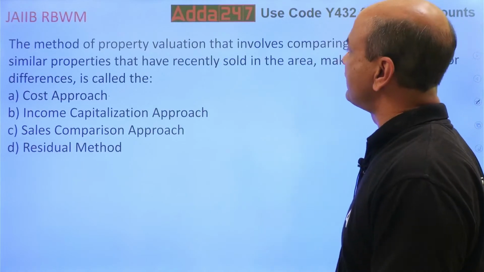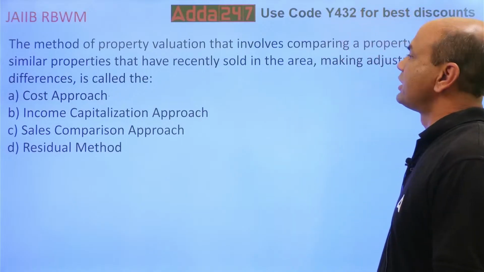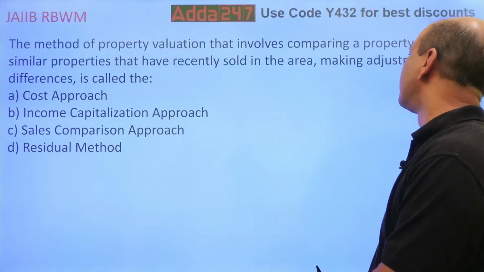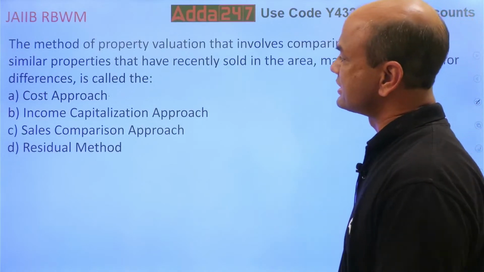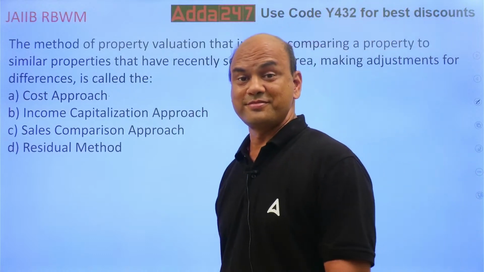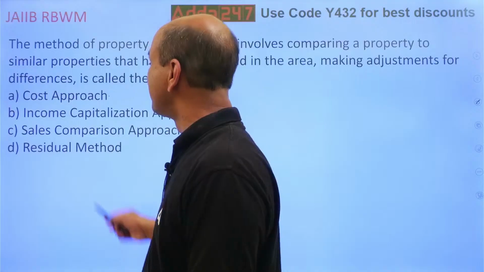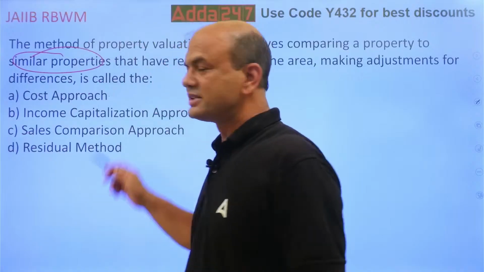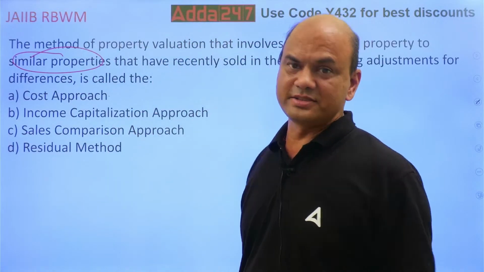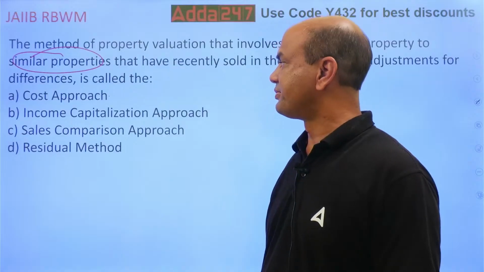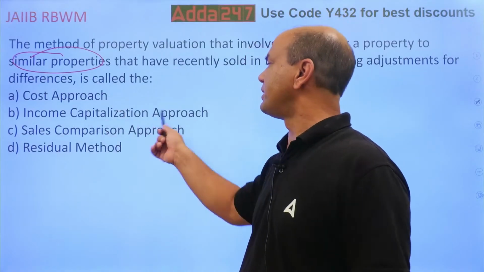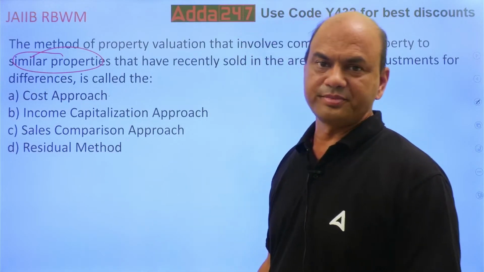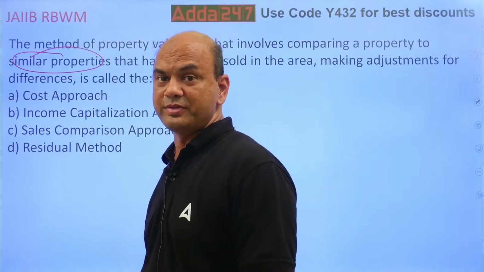The method of property valuation that involves comparing a property to similar properties that have recently been sold in the area, making adjustments for differences, is called as, very important one, similar properties sold at what rate? This is used in urban lands. Cost approach, income capitalization approach, sales comparison approach, residual approach. Which approach is this?